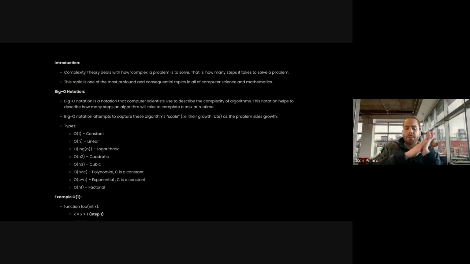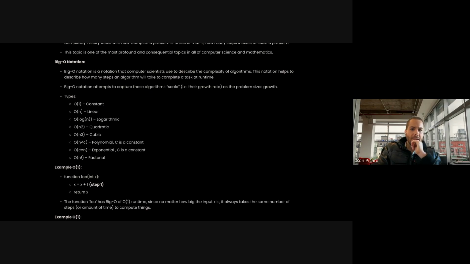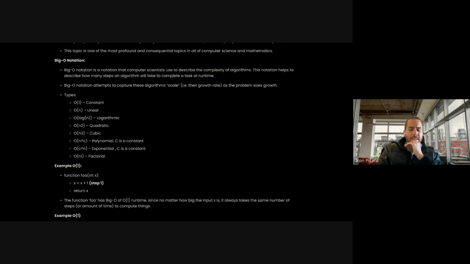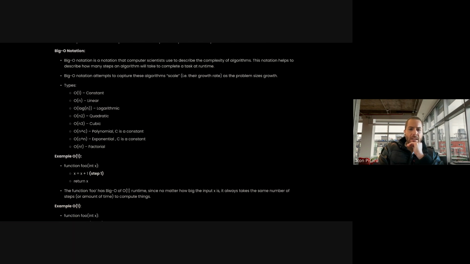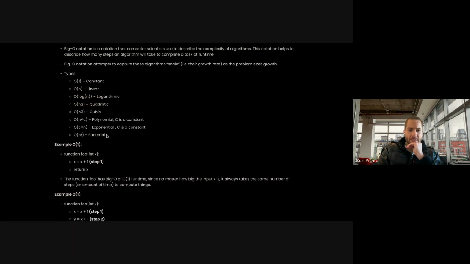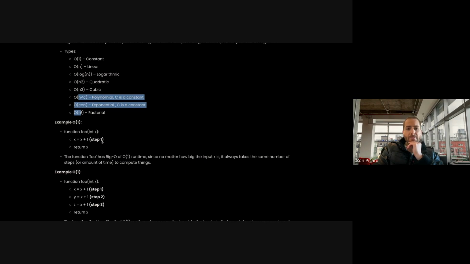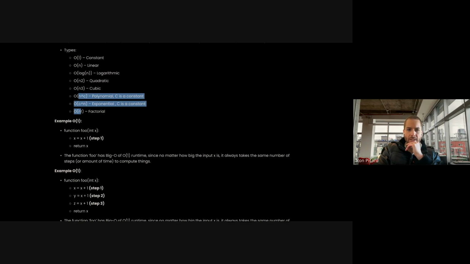So, like we kind of talked about, complexity theory deals with how complex a problem is to solve, how many time steps it really takes to solve as it scales. And it has kind of profound and consequential consequences for computer science and mathematics. Obviously, big O notation is something we just talked about. Polynomial time, exponential time, and factorial time, kind of the scaling here. You'll be surprised how fast these things come up when trying to solve algorithms.